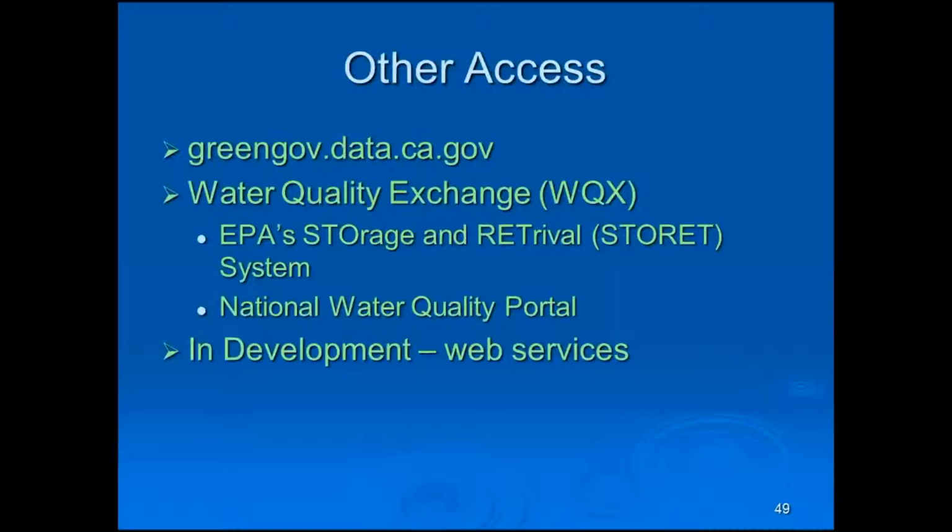As Greg talked about, and Patrick did as well, some of the data sets from CEDEN will be available on greengov.data.ca.gov by April 1st. We are also sending data to EPA's STORET system, which stands for Storage and Retrieval System. And once it's there, it is made available on the National Water Quality Portal. We just started that process earlier this year, so we don't have a huge set of data up there yet. We're still trying to resolve some of the crosswalking and vocabulary issues that were brought up earlier in the question.